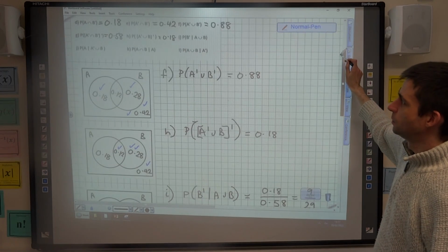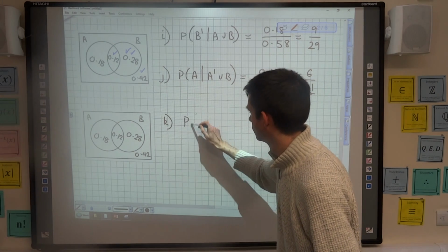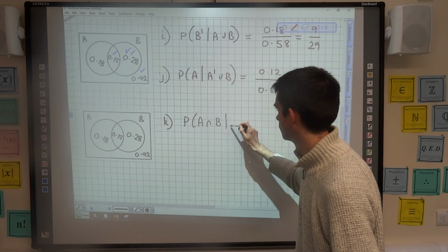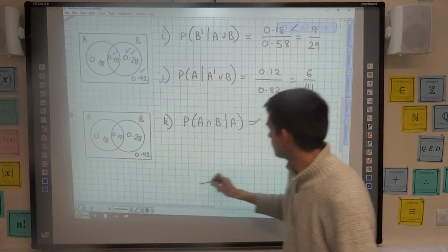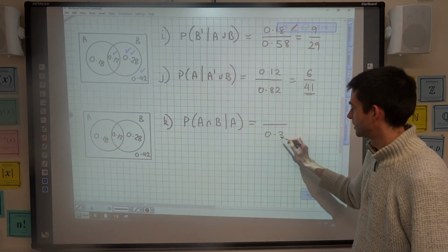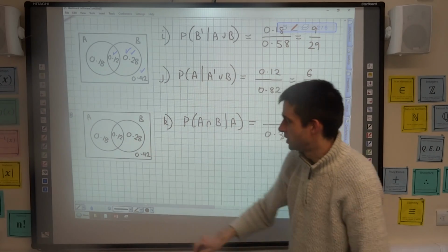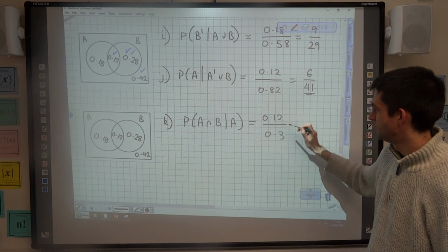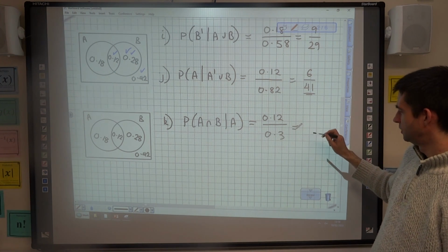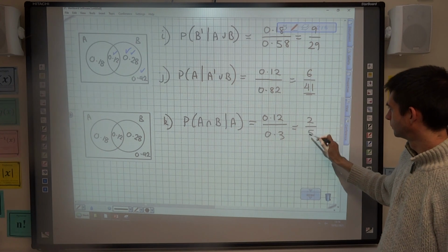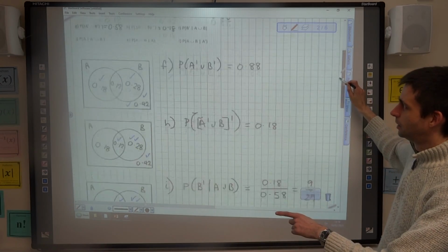And we're looking at K, which is A intersect B given A. Right, so given that we're in A, we know we're in A, so this is out of 0.3, because that's the probability of A, and the probability that we're in the intersection of A and B is this bit here, which is the 0.12, so that's going to simplify down nicely to, I think it's 2/5, isn't it? Yeah, 2/5.